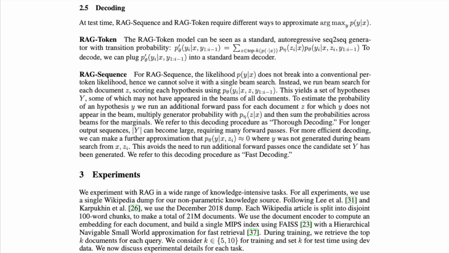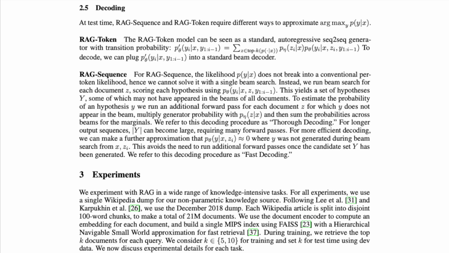2.5 Decoding. At test time, RAG-Sequence and RAG-Token require different ways to approximate argmax_y p(y|x). RAG-Token. The RAG-Token model can be seen as a standard autoregressive seq2seq generator with transition probability p'_theta(y_i | x, y_1 through y_{i-1}) equal to the sum over z in the top-k of p_eta(z | x) times p_theta(y_i | x, z_i, y_1 through y_{i-1}). We can plug p'_theta(y_i | x, y_1 through y_{i-1}) into a standard beam decoder.